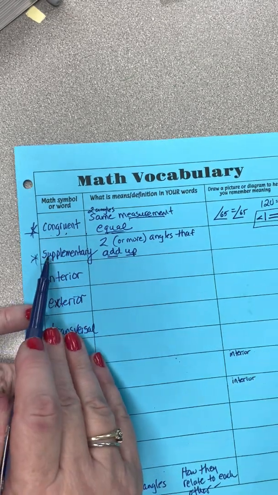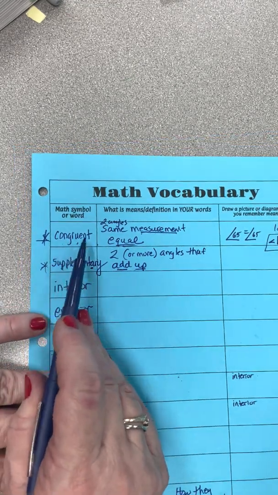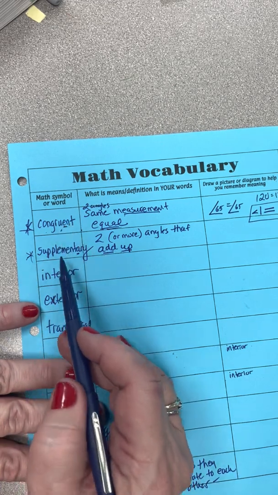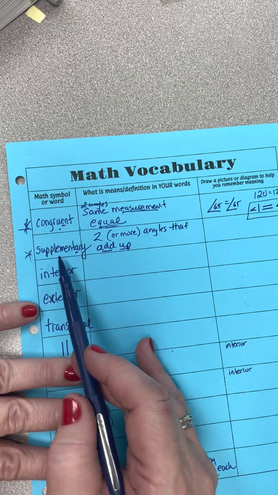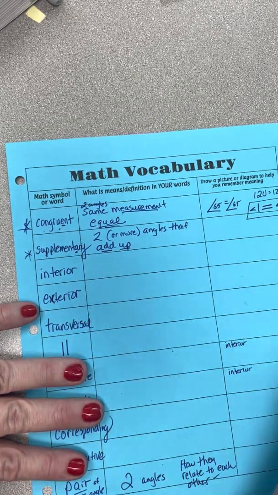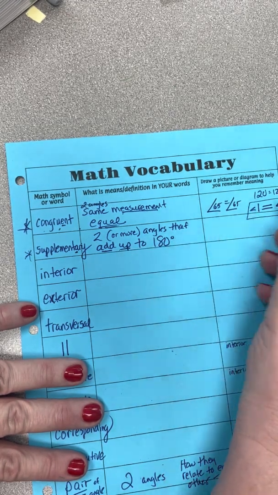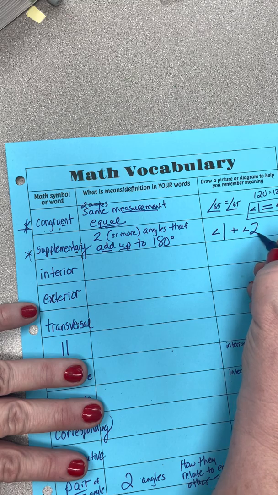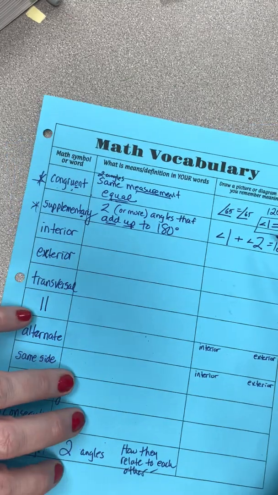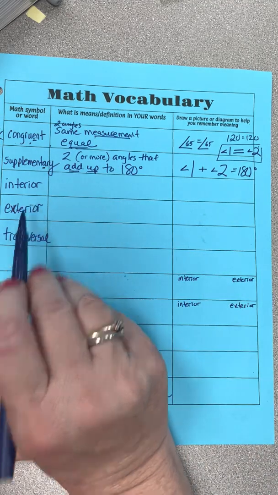You know what I just noticed? In supplementary, there's an A for add up. In congruent, there's no A, so they can't add up. Supplementary, there's an A. That's just little tricks to help you remember. Add up to 180 degrees. So that formula is going to be angle 1 plus angle 2 equals 180. This is the formula you'll use to find a missing angle. Okay? Interior.